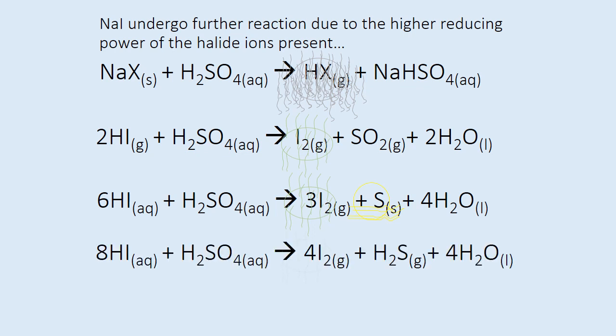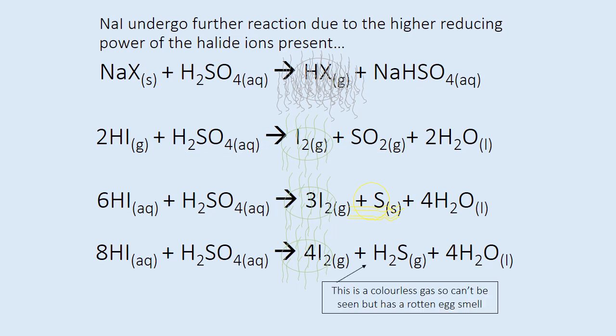And it does even go further. We said it goes an extra step. So again, we get the iodine, which is just your purple or violet vapor. And H2S is a rather nasty rotten egg smelling gas. So you've got plenty of observations there. You've got rotten egg smell, you've got yellow solid from sulfur, purple vapor from iodine, and you've got the misty white fumes of HI. So there's a lot going on there.